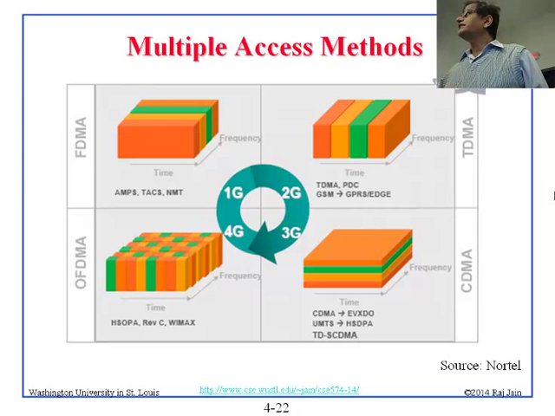The first generation phones were all analog. Analog in the sense that they didn't do 0s and 1s like we do now. When you spoke, your analog voice was sent on the wireless waveform. Right? That was first generation.